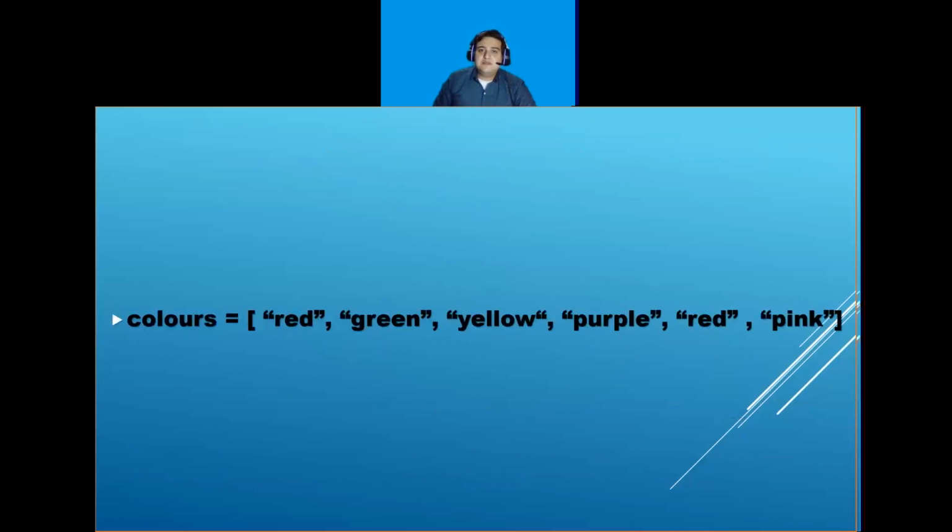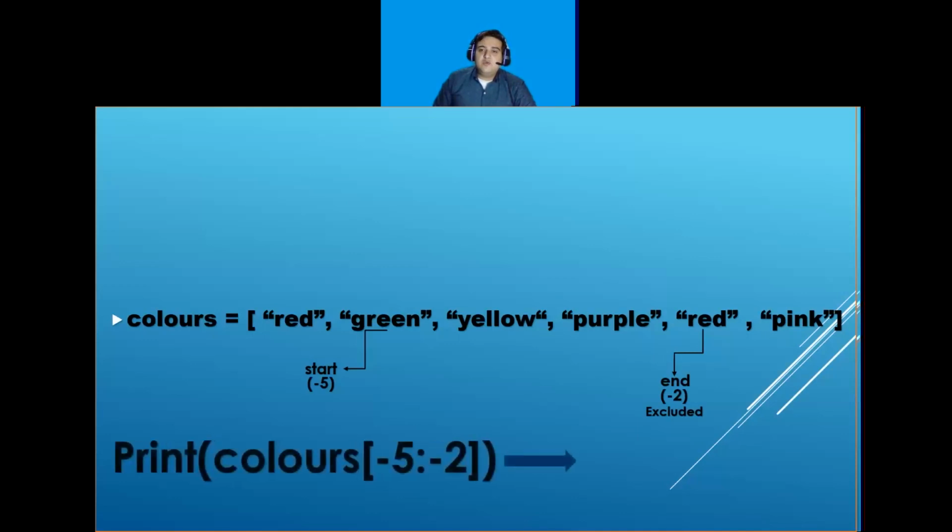For another example, here is my list in which I have to print from green to purple. So my start index is -5 and the end index is -2. So -2 will not include itself. So my output will be green, yellow and purple. So the concept of negative indexes is the same as the positive indexes.